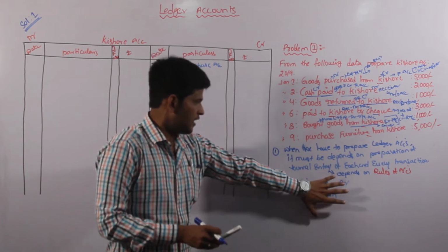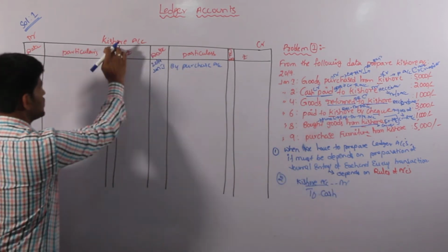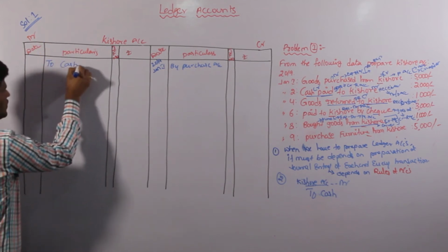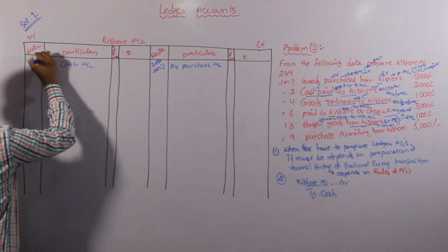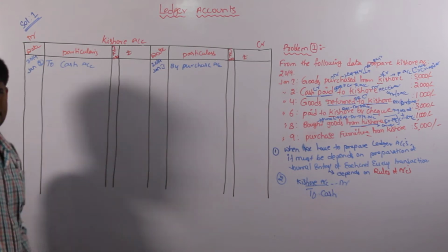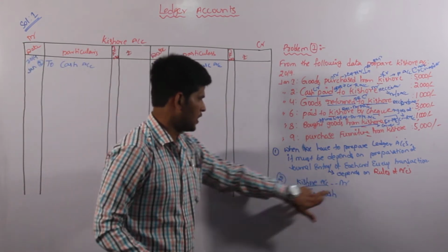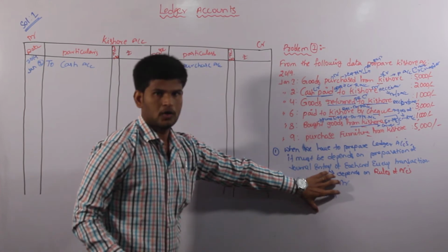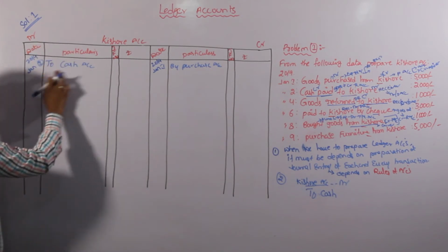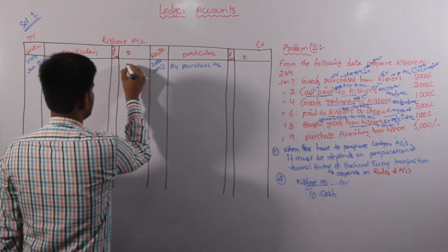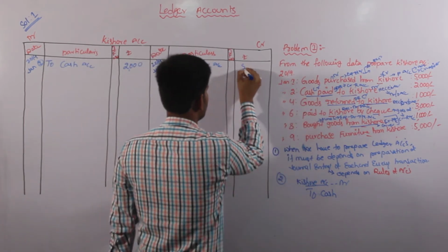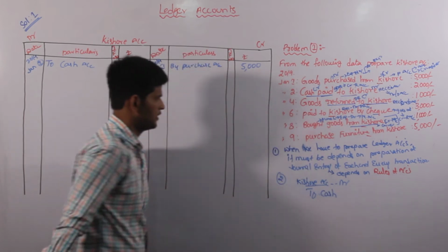How can we convert this into ledger? Kishore account debit to cash account, 2019 January 2nd. Right? Once again, Kishore account debit to cash. This proforma is also similar. Kishore account debit to cash account, the worth is 2000. The first day transaction worth, which we have not entered, is 5000. Right.